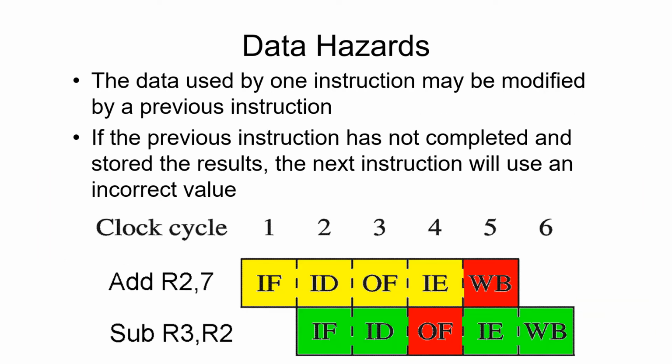Data hazards occur when one instruction wants to use some information that is being modified by the previous instruction. In this example, we have an add of 7 to R2, followed by a subtract of R2 from R3. Well, we have the normal fetch execute cycle shown here. In the add instruction, the updated value of R2 will be written back in cycle 5, whereas the operand fetch of the second instruction is going to be done in cycle 4. That would be before the result is written back, and therefore we get the old value of R2 without the 7 added to it. So this is a data hazard.